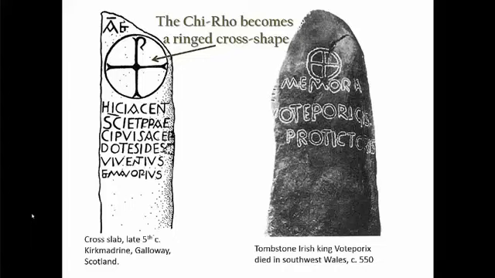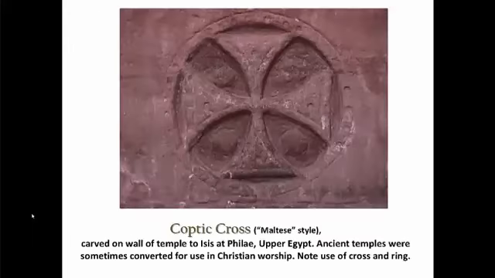We see as well another example from a tombstone of an Irish king, roughly a century later. This ringed cross shape is not only reminiscent of the labarum, but also of the Coptic cross, within the Maltese style as seen here. This particular cross was carved on the wall of a temple to Isis in Upper Egypt. Ancient temples were sometimes converted for use in Christian worship. Note the similar pattern of the cross and the ring.